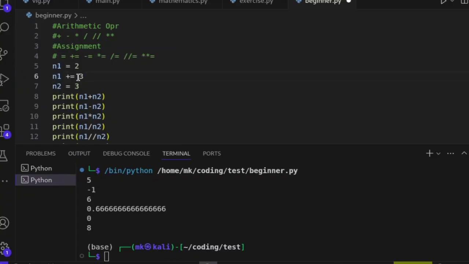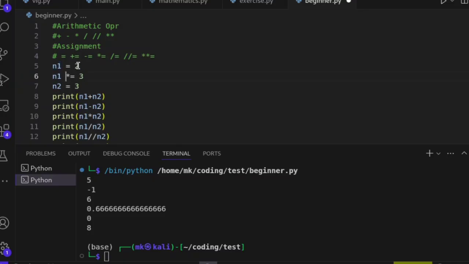And if I set minus, then I'm saying what I already have in n1, I want you to subtract 3 from it. And if I set asterisk, then I say what I already have in n1, I want you to multiply it by 3. So when it multiplies, it's also going to store it inside n1. That's the reason why you put it that way.